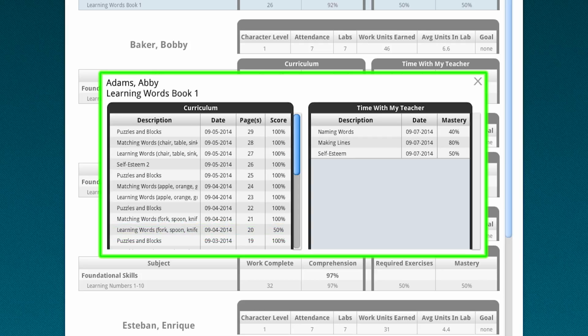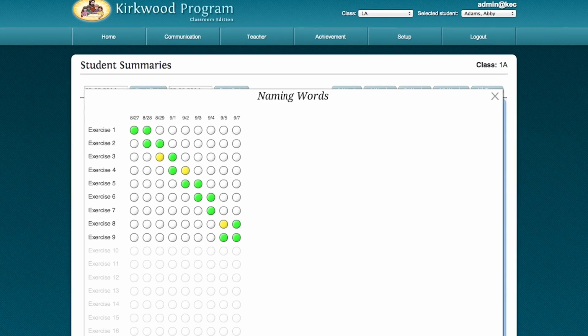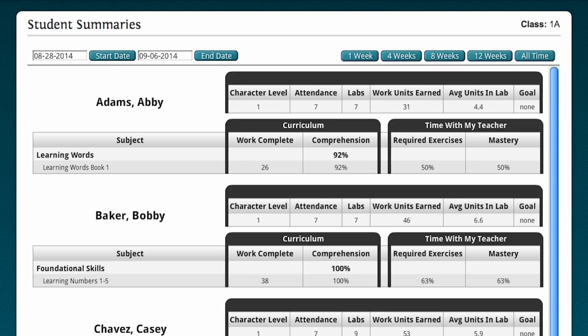Everything is right there for the teacher, for the administrator, in terms of viewing exactly what that student has done over the defined period of time. Now, if you look over under Time with My Teacher and you click on any one of those, it'll show you exactly what the teacher did working with that student. And you can go to the next student.